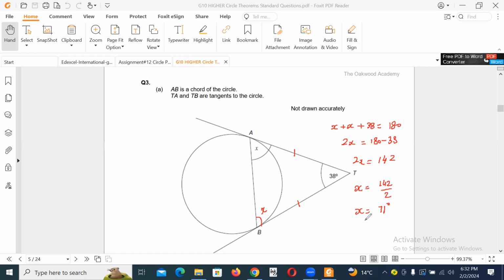So we can apply the reason that when we have two tangents intersecting each other and they are equal in length, the base angles are the same, and apply the concept that the angles of a triangle add up to 180, and in this way you can find the angle x. I hope it is clear.